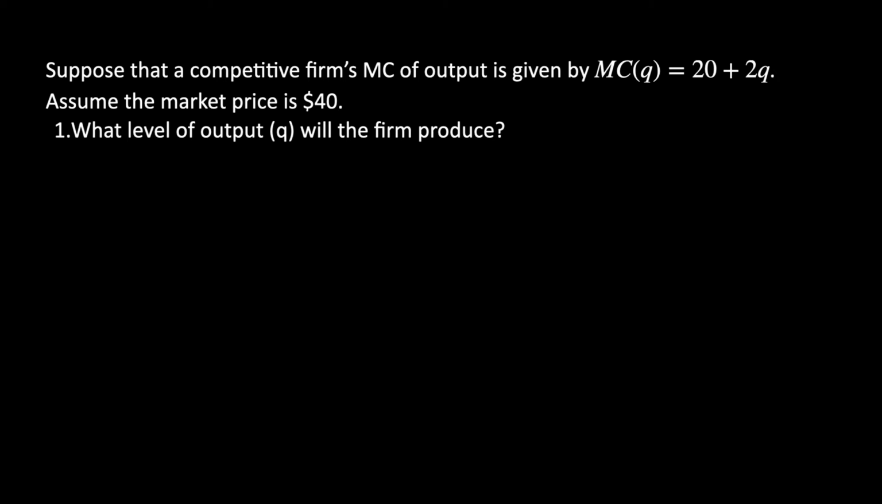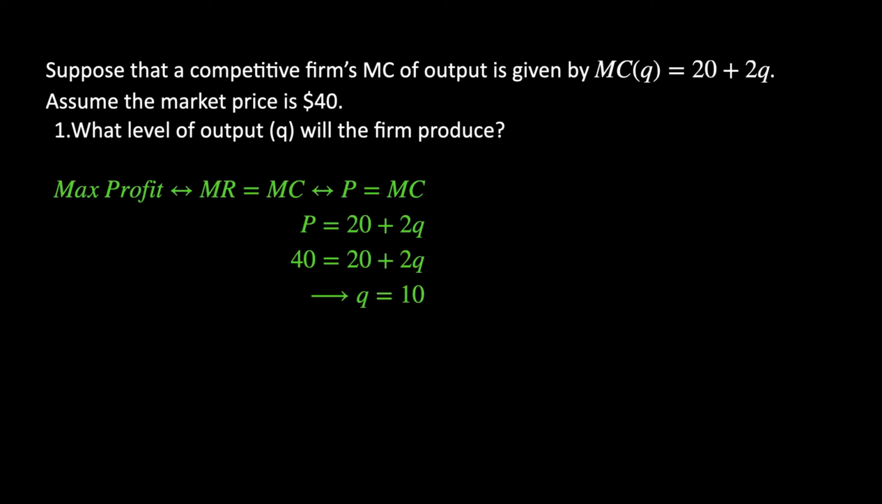Suppose that a competitive firm's marginal cost of output is given by 20 plus 2Q. Assume that market price is $40. What level of output will the firm produce? Maximum profit is found where marginal revenue equals marginal cost. Since marginal revenue and price are the same thing, we will set price equal to marginal cost and then solve. We get a profit maximizing output of 10.